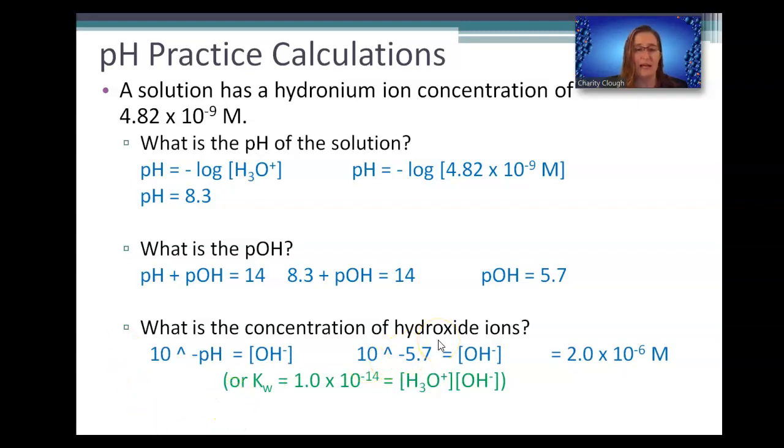So the hydroxide ions, I'm going to use the equation from the last slide that said I can do that by doing 10 raised to the negative pOH. So I do that with the 5.7, and I get this concentration here. The other way that you could do this is by using this equation I showed you earlier, that the product of the two concentrations has to equal 1 times 10 to the negative 14th. So if I take this and I divide out the 4.82, I'm going to get that same answer.